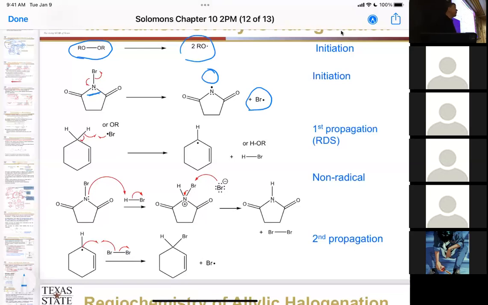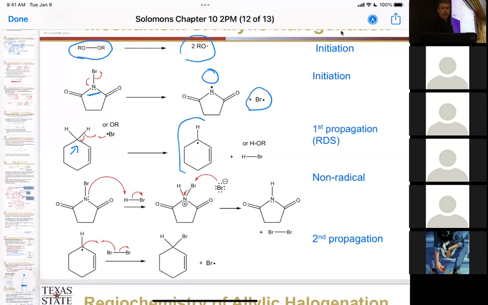Okay, so now we go to our propagation step. We can either add across a double bond, which we don't want to do, or we can abstract a hydrogen. So that's what we're going to do. We're going to abstract the hydrogen next to the double bond. Why? Because it's going to make the allylic radical, which is more stable. So it's not going to add to the double bond. That's going to be less stable than it taking the allylic hydrogen away and giving us that radical there.